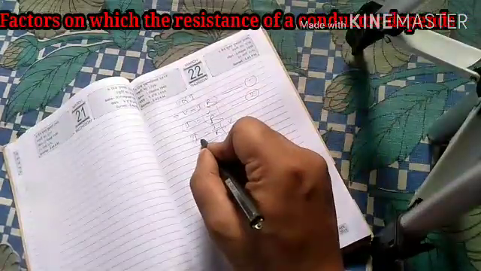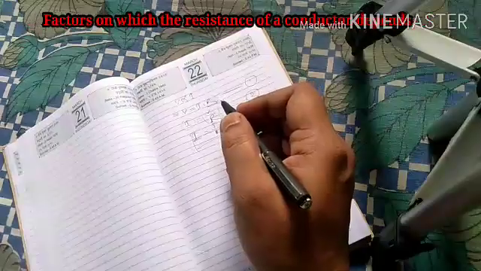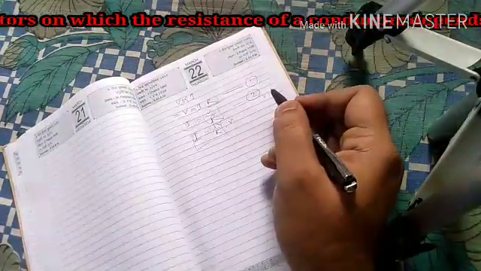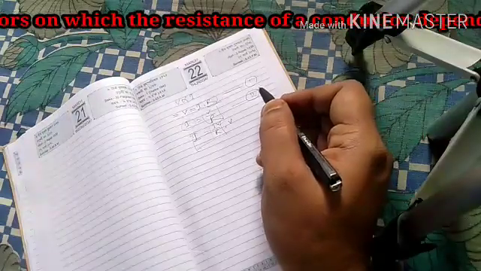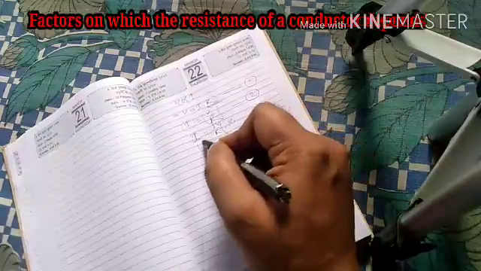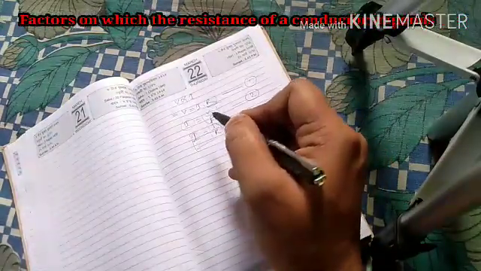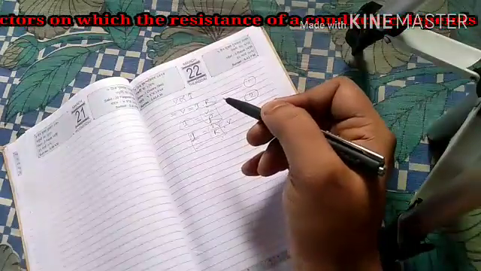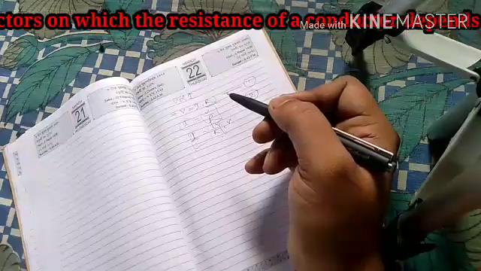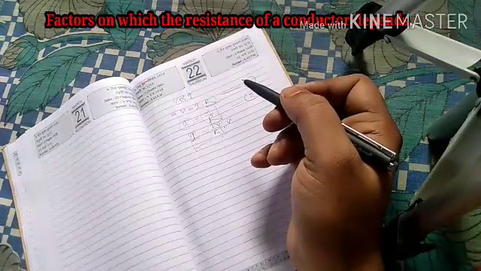It means that when current passes through the wire, resistance opposes it, so the electric current is inversely related to the resistance. That's why resistances are always used in circuits to control the electricity, or the charges, that move through the circuit. Now we will read about the factors on which the resistance of a conductor depends.